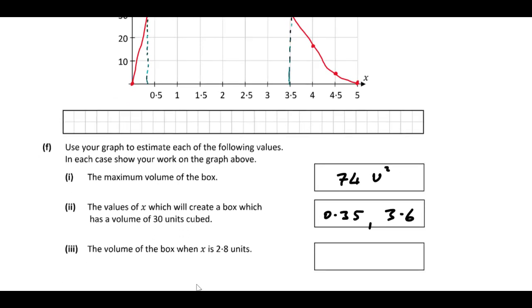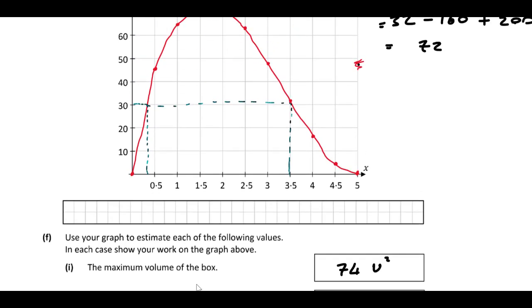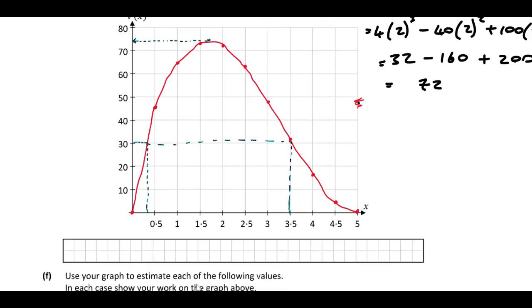Okay, so next thing we've got to do is find the volume of the box when x is 2.8. So if x is 2.8, 2.8 is going to be somewhere, it's 2, 2.5, 2.75, 2.8 is going to be around here. So I'm going to come up along here like this. Again, you guys need to use a ruler, otherwise this kind of thing will happen.